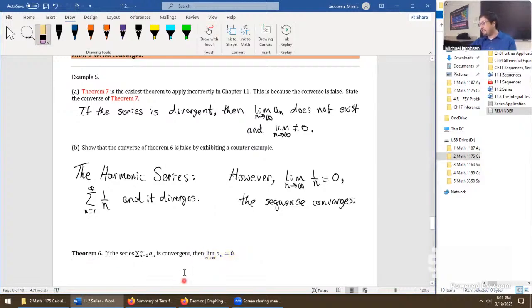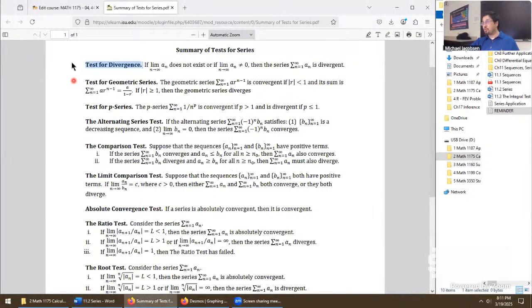But that's, again, one of the reasons why we have loads of tools. Test for divergence is at the very top, because if I give you a random series, this is a good one to look into just to see if it applies. If it doesn't, determine if it's a geometric series, and if it's not, think of it as a p-series. If it's not any of those, then we start getting a little bit more fancy.